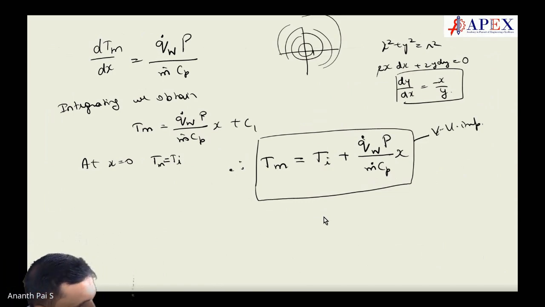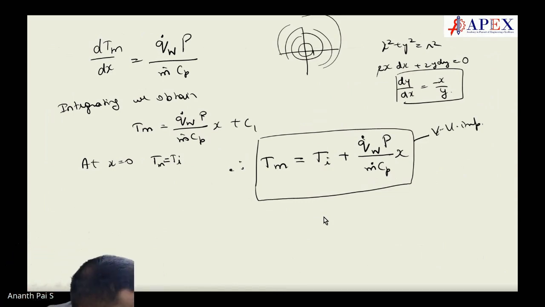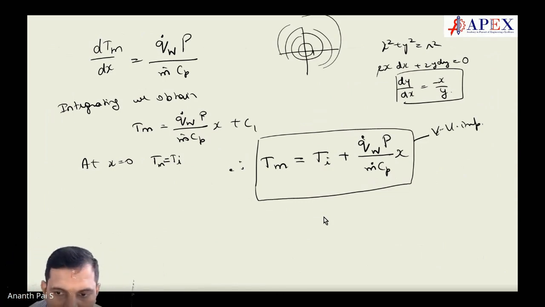We need the wall temperature. The wall temperature is given, right? It is not required here. You can find out the mean temperature. The mean temperature is given, and you have to calculate the wall temperature. Yes, do it.